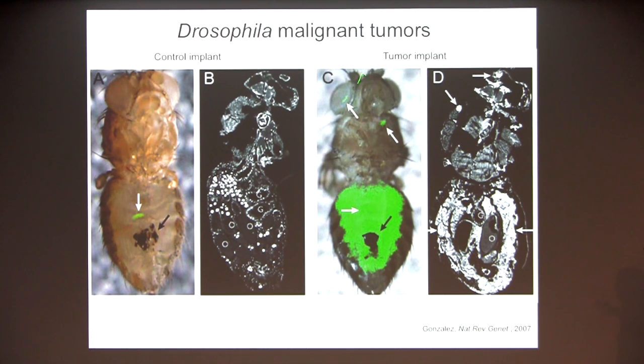But as you can see here with a tumoral implant, what happens is it fills the abdominal cavity of the fly and eventually can metastasize and form small micrometastases in the thorax and also in the eye. Also in these sagittal sections with a DAPI staining through the fly, it's shown how the tumor overtakes the complete abdomen of the fly.